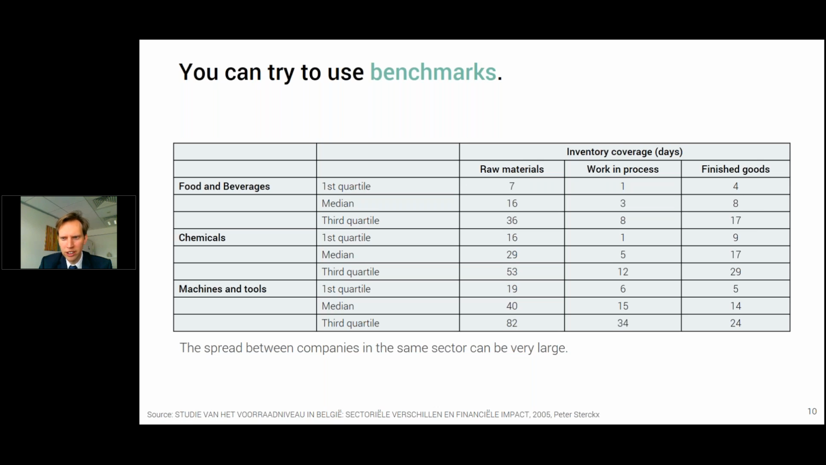Right, so where best in class has, like, I'll take a raw materials example in machines and tools, 20 days of inventory, and the worst in class has 80 days, so that's almost 3 months of inventory, right? So it shows at which point benchmarks can make sense to get an idea, but are always a sensitive exercise simply because of the spread between companies that seem comparable in terms of sector.